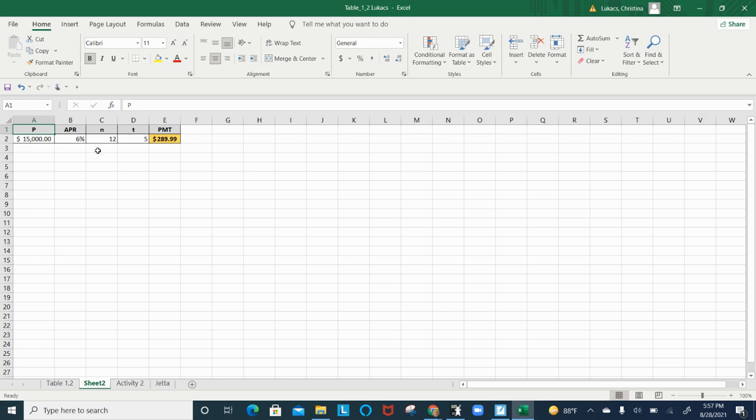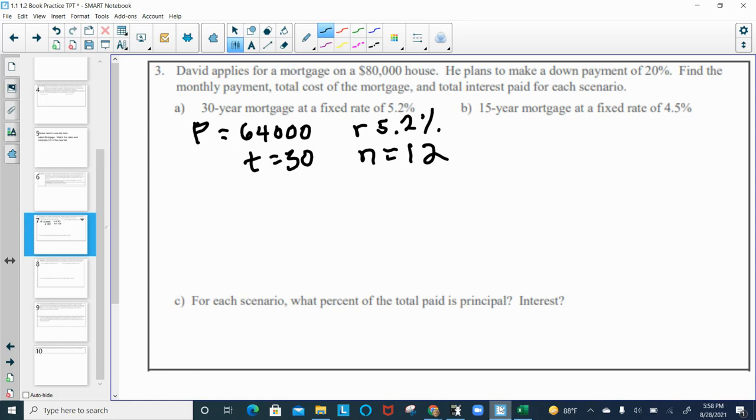Now, with this particular situation, with this guy's mortgage, remember, he is borrowing $64,000. He has a rate of 0.052. He's paying monthly, so 12, and 30 years. So there is his monthly payment. Take a look at that. See if that matches yours. All right, now that's the first question that we were asked. So that's the monthly payment, $351.